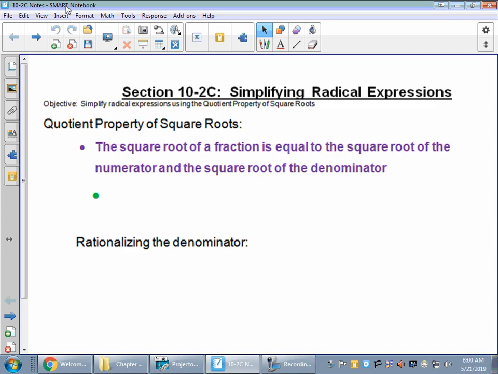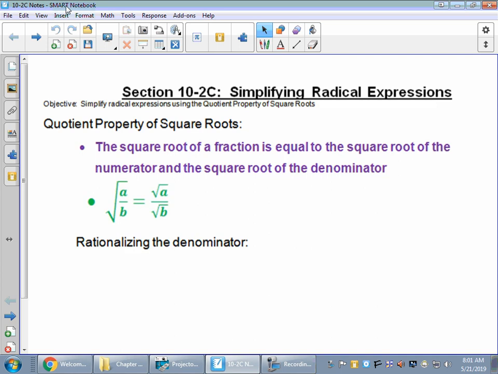First of all, in words, you might not like it in words because it's a lot of words and a lot of information, but we do it anyways. So the square root of a fraction is equal to the square root of the numerator and the square root of the denominator. All that stuff, we say all that basically to say this in symbols. Those of you who like this.